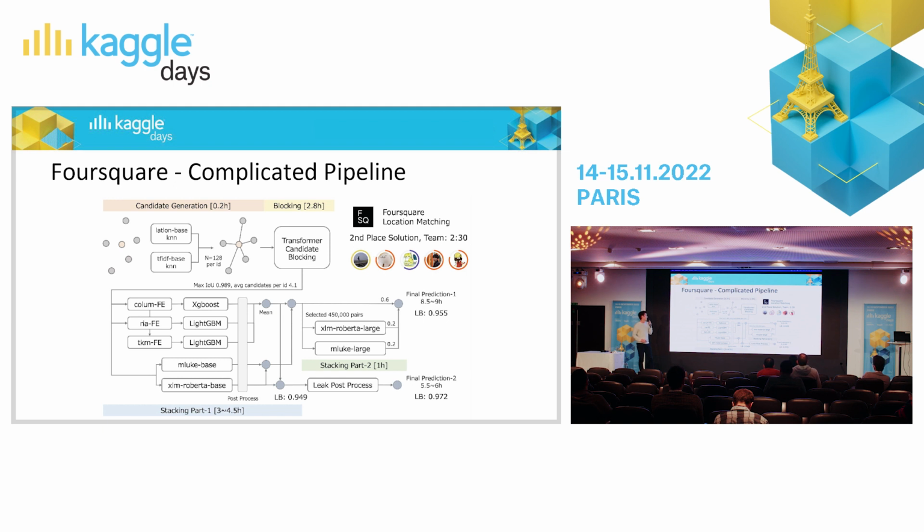For reference, this is a pipeline used by a second-place solution. So it's quite hard to understand, but the idea is the same. At every step, you add another model, you filter down the number of candidates, and since you have fewer candidates, you can add another complicated model on top. And in the end, just blend everything and you've got your solution.